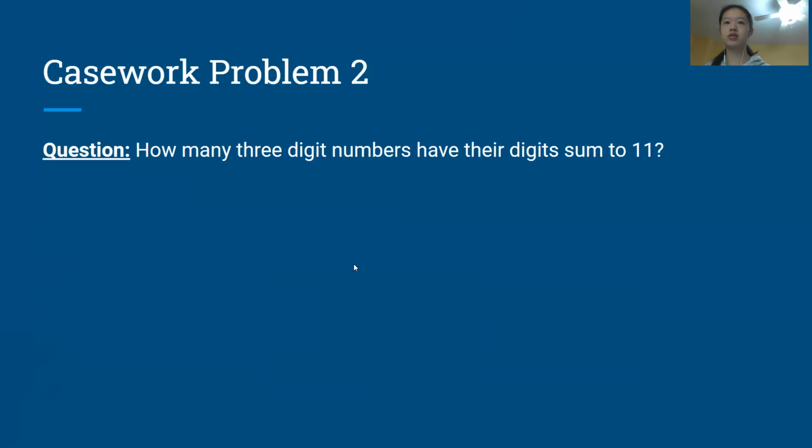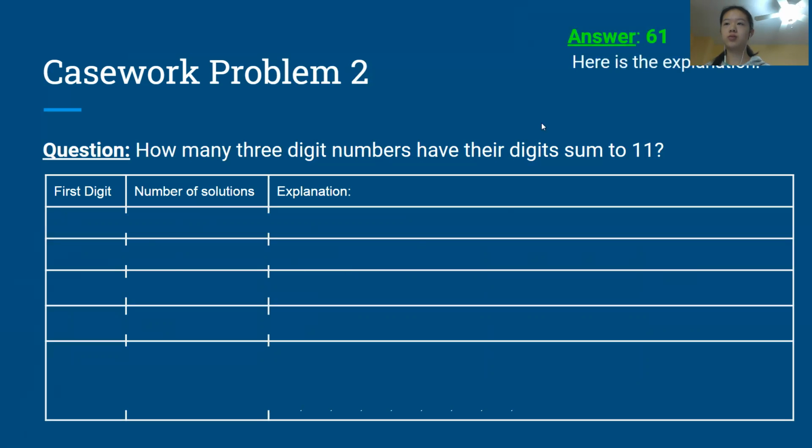Okay, here's the solution. So here's my table. The answer is 61 if you got that. If you didn't, that's all right because this question is a little different than the other ones. Let's first say that the first digit is 9. In that case, we could have 920, 902, 911, which is 3 different solutions. For the second case, if the digit is 8, we'll have 4 solutions: 830, 803, 821, and 812.